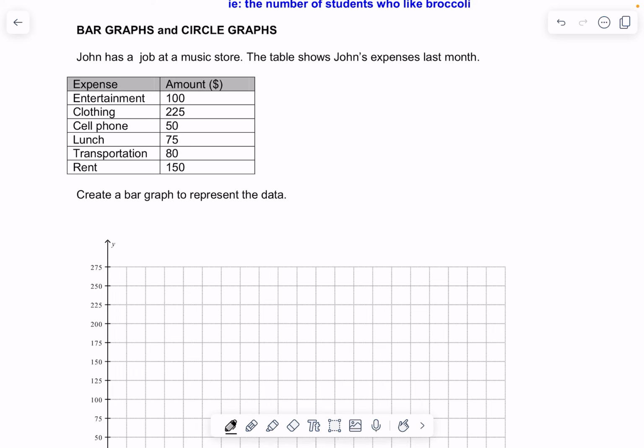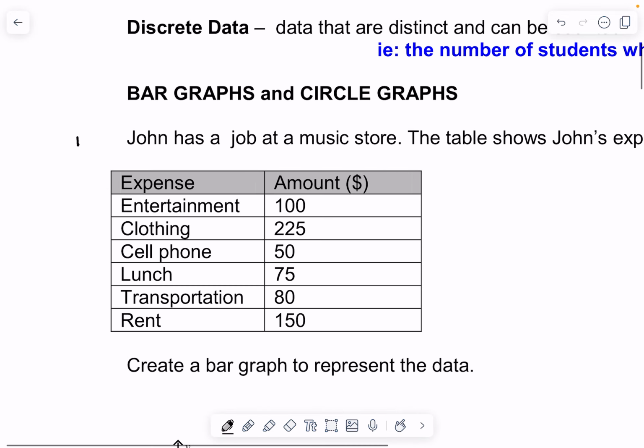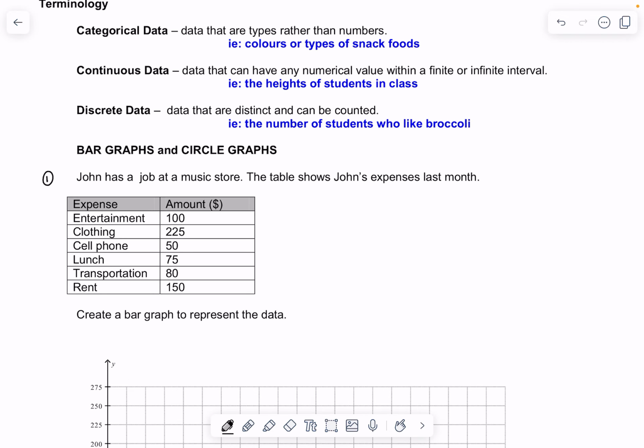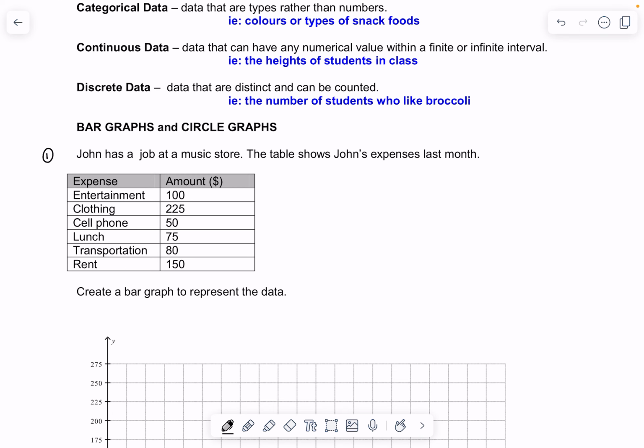So when we're looking at example 1, we're actually talking about John. So John is someone who has a job at a music store. This actually also kind of ties into finance, which is nice. He has a whole bunch of different expenses and different amounts. So this is kind of like his monthly budget, I guess you could say.